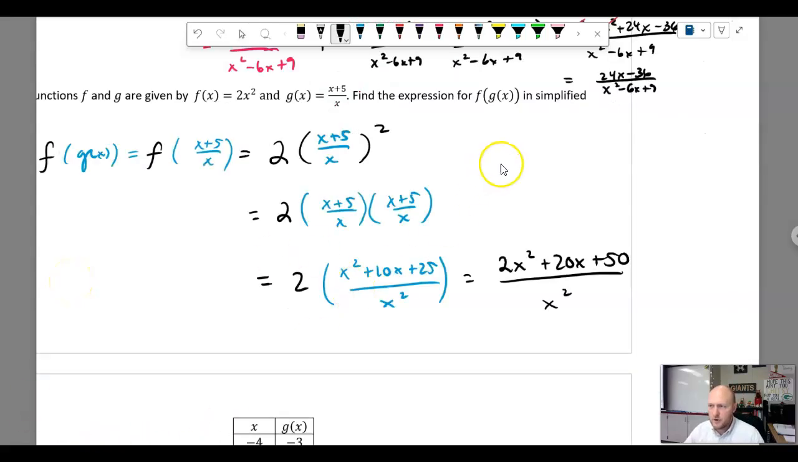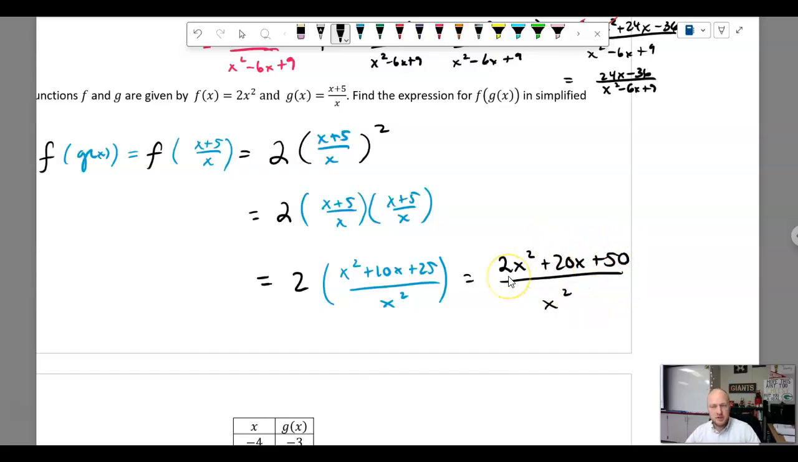Okay. If we go ahead and embed g of x into f, you get 2 times x plus 5 over x squared. I'm going to square this to give us x squared plus 10x plus 25 over x squared, times 2. There are a couple of algebraic misconceptions here. This 2 is just going to multiply into the numerator. So I get 2x squared plus 20x plus 50 over x squared, okay?